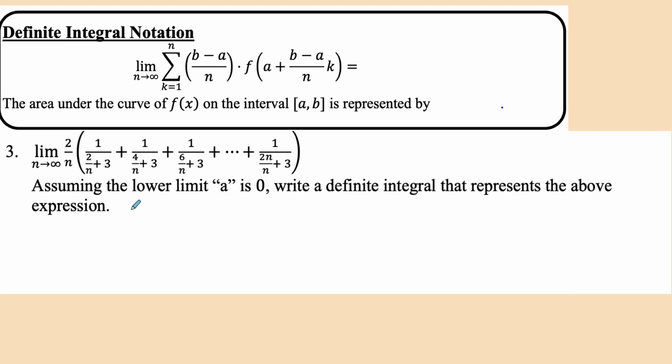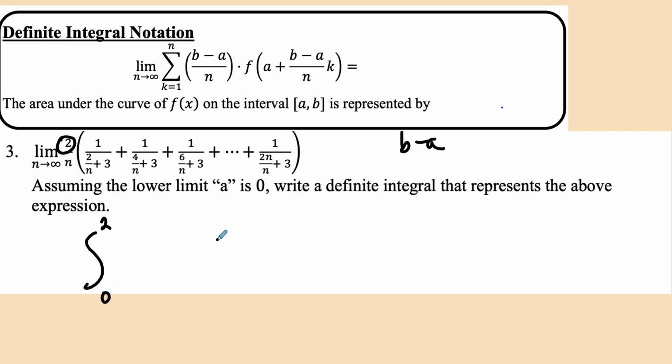Let's go ahead and take a look at this limit, and we're going to assume that the lower limit is 0, so that's going to help out. So this is going to be 0. And again, this 2 is a dead giveaway, b minus a. In order to get 2, and the lower limit is 0, then the top has to be 2. So we're going to get 2 minus 0, that'll be 2.